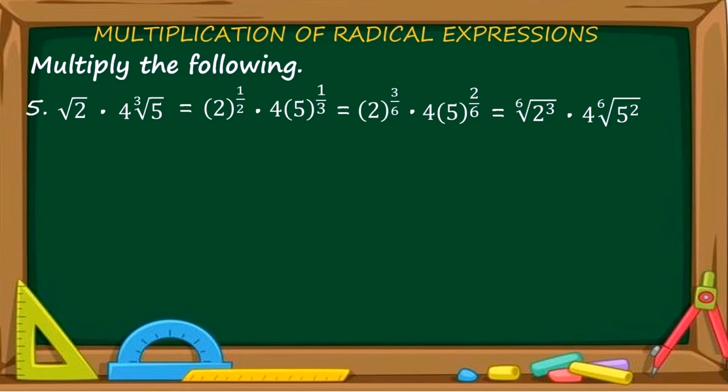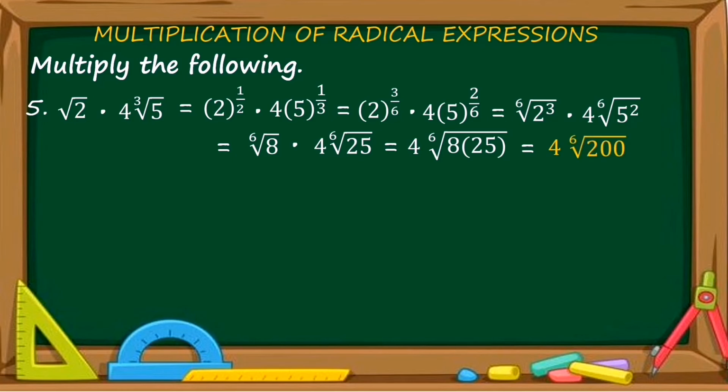Then let us multiply. That is equal to the 6th root of 8 times 4, the 6th root of 25. Then that is equal to 4 and then the 6th root of 8 times 25. 8 times 25 is equal to 200. So therefore our answer is 4, the 6th root of 200.